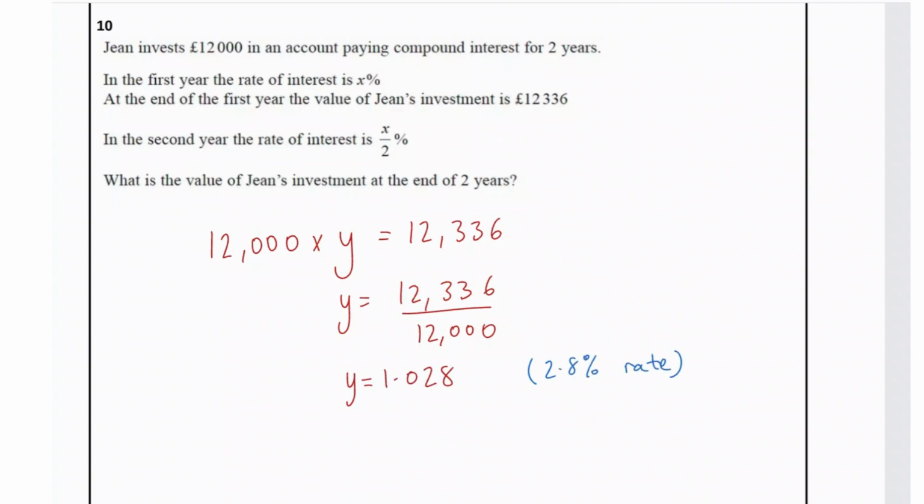Now we're told in the second year the interest rate halves. So to figure out how much Gina has after 2 years, we're going to times by 1.014, because that's 1.4%. It's half of 2.8%. And we're going to times the money she has after the first year, the 12,336, by 1.014, and we should end up with £12,508.70. So that's how much you'll have at the end of 2 years.